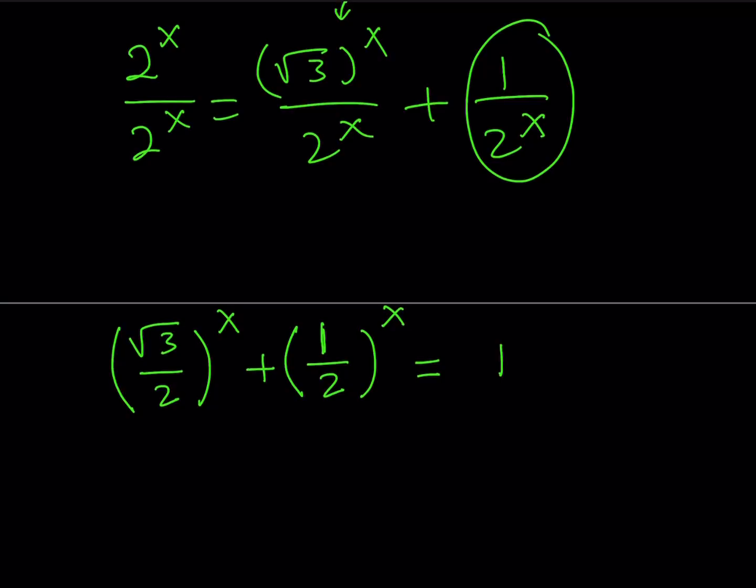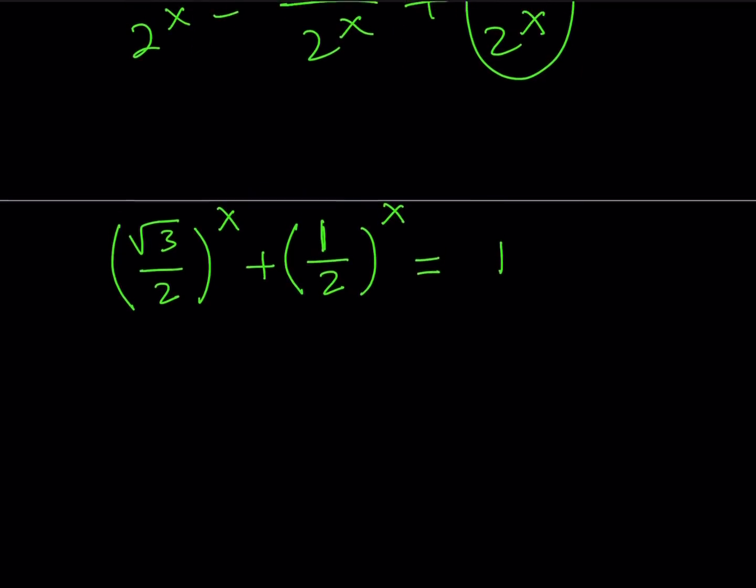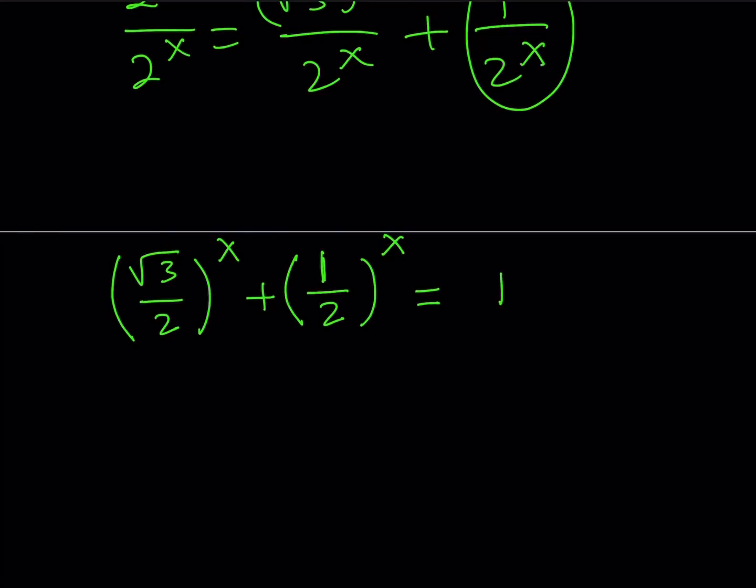Everything looks good, but notice that our equation looks much nicer. Now you might be asking, why does this look nicer? Well, x is in the exponent, so that's problematic, right? It's a non-standard equation. But take a look at this. What do these numbers remind you of? Square root of 3 over 2 and 1/2. Sine and cosine, right? Well, this should remind you of the 30-60-90 triangle.